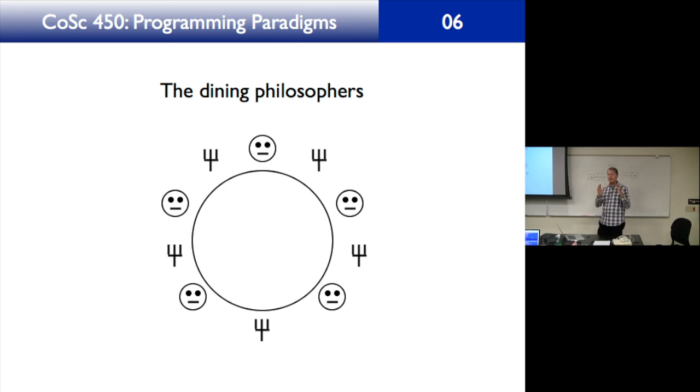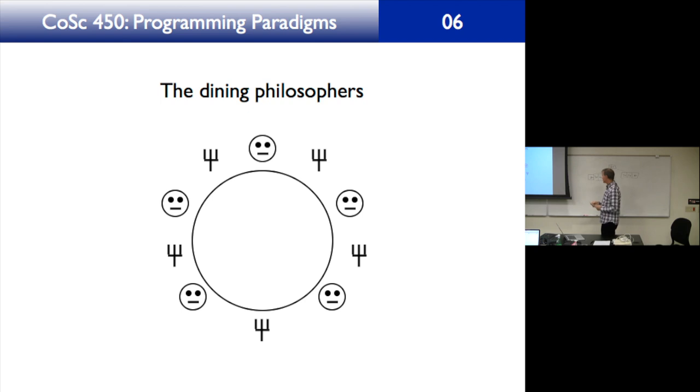And this problem is so famous that there are computer science journals that have had pictures of philosophers sitting at this dining table eating spaghetti. You know? It's that famous. Every computer scientist knows the dining philosopher's problem. So this is like a classic. This is just a classic.